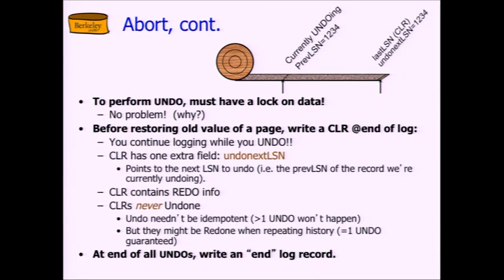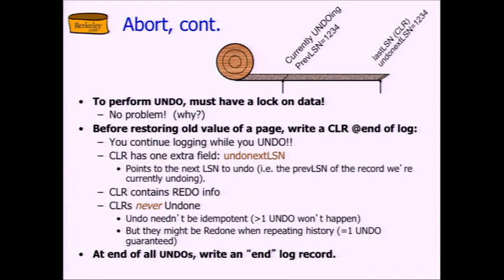You never undo an undo, because of course you want your undos to succeed. So you redo your undos only. So CLRs are never undone. Undo actually doesn't even have to be idempotent. That is to say that if you apply undo twice, it could do the wrong thing. We're going to make sure we apply our undos exactly once in our protocol. Okay? They might get redone when we're repeating history, but it won't have the effect of doing them twice. It'll have the effect of doing them exactly once.